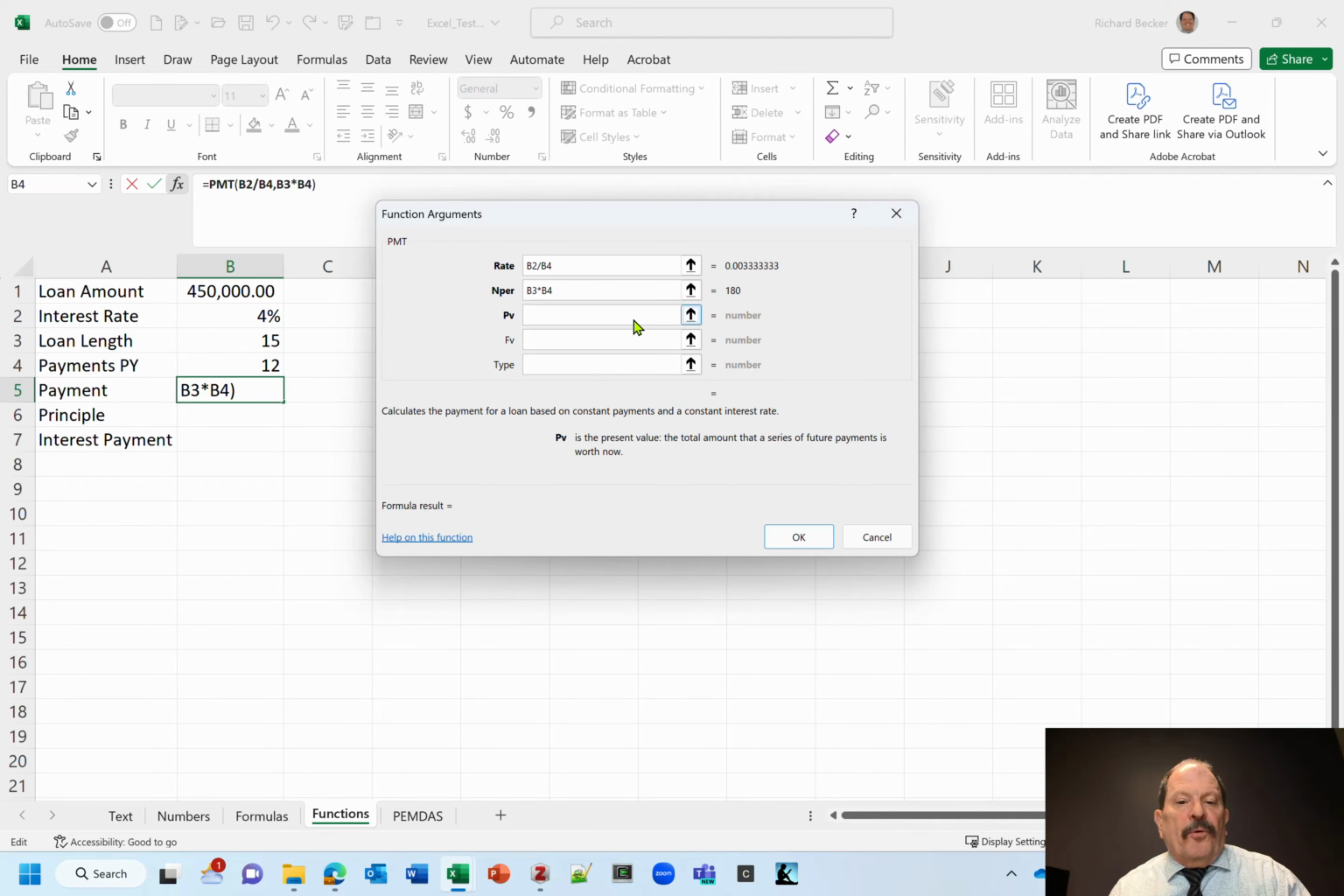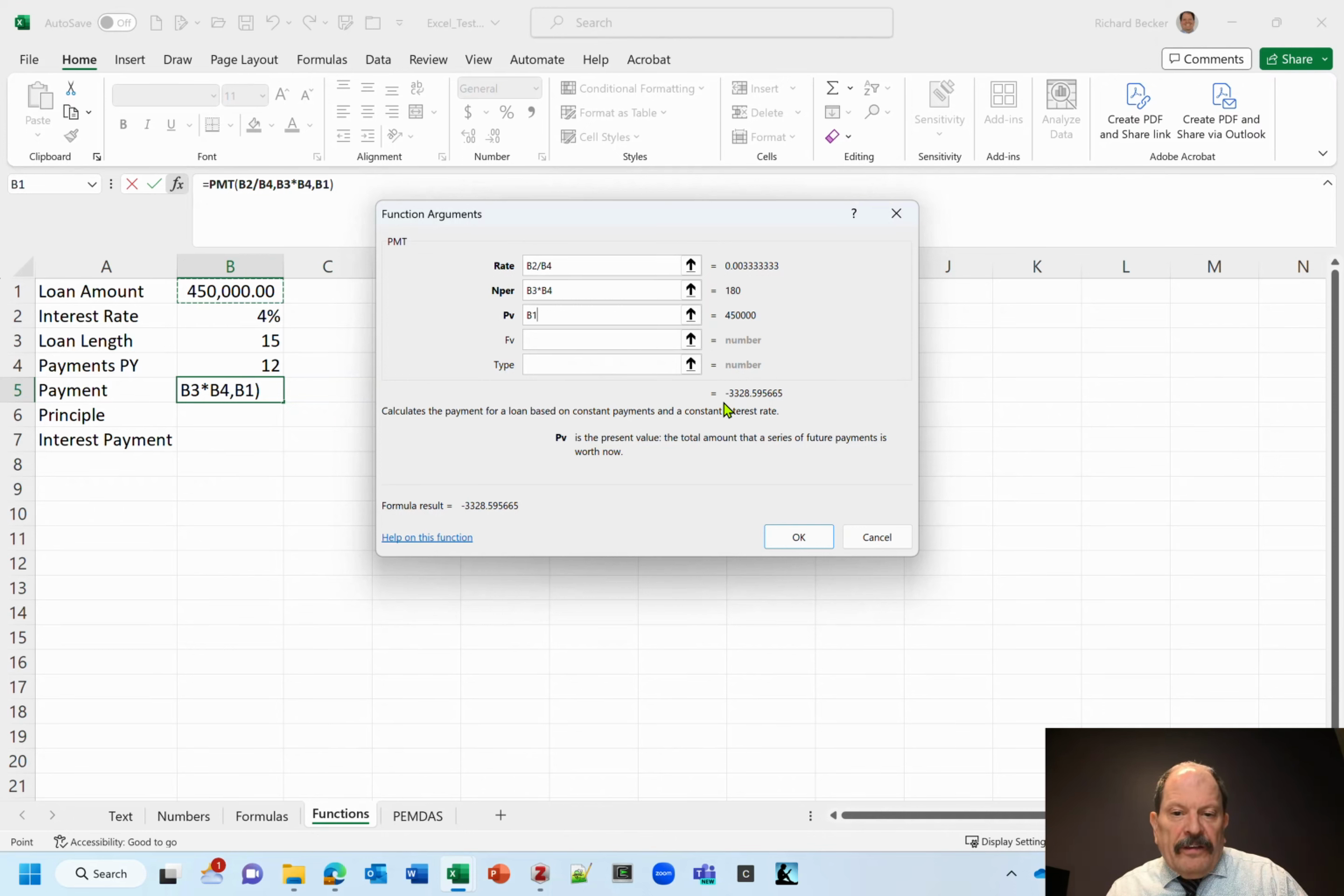What is the present value of my loan? Well, the loan is $450,000, and again, I'm just using those cell references to point to those values. And anything in a function that is bolded like this, those are required. If it's grayed out or not bolded, those are optional values.